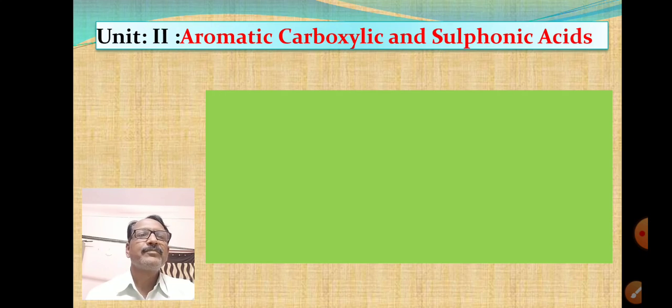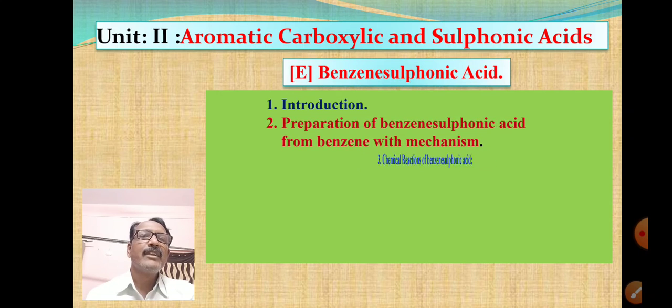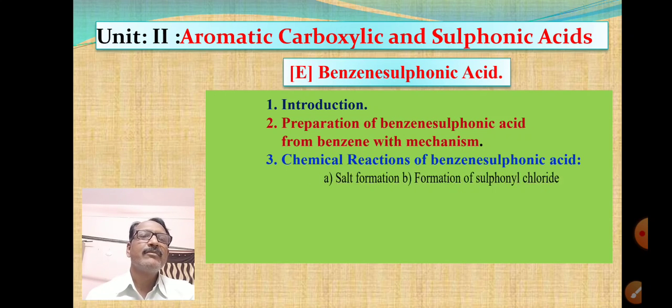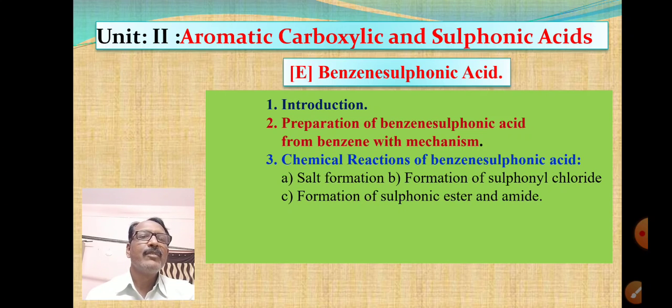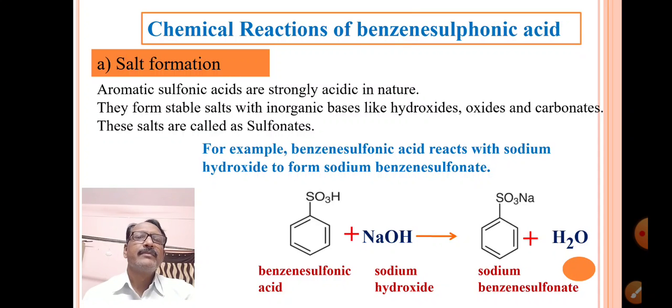Before that, we will see once again the syllabus, aromatic carboxylic acid and sulphonic acids. In that, benzene sulphonic acid: introduction, preparation of benzene sulphonic acid from benzene with mechanism, chemical reactions of benzene sulphonic acid, salt formation, formation of sulphonyl chloride, formation of sulphonic ester and amide, replacement of sulphonic group by hydroxyl group, cyano group, hydrogen atom, NH2 group. These are the points in benzene sulphonic acid. Today we are going to discuss different chemical reactions of benzene sulphonic acid.